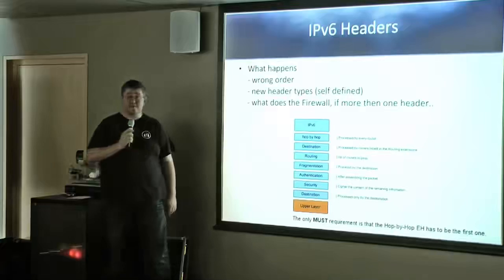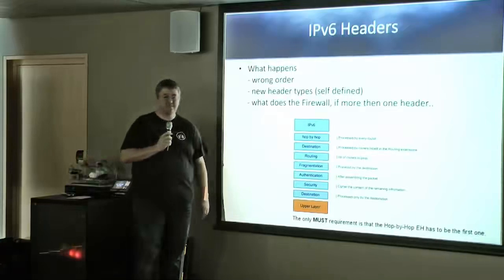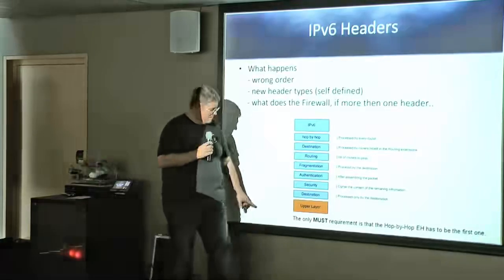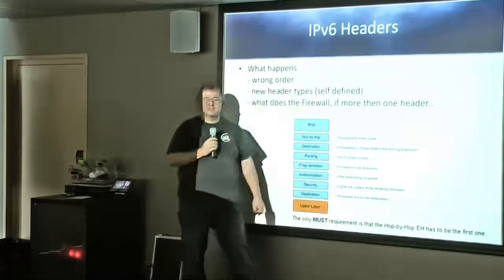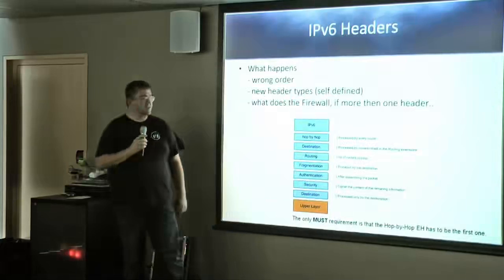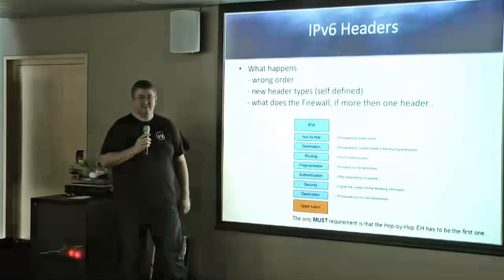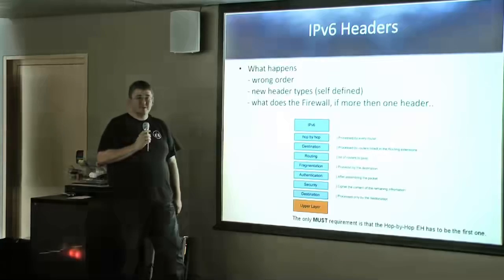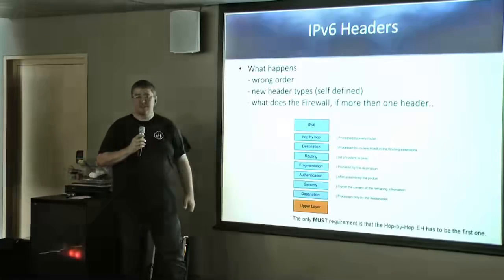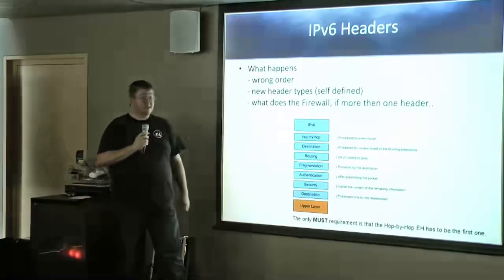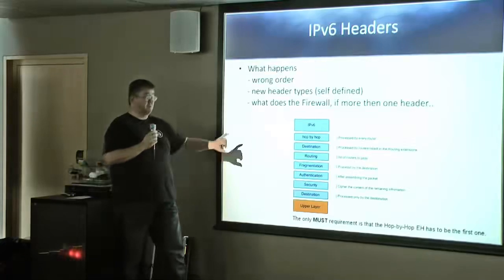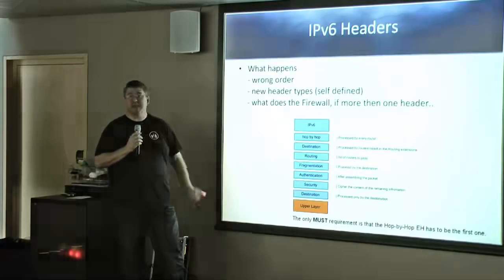Another problem is we have a lot of extension headers in IPv6. The RFC says there must be some required order. But what does the device do if the order is not correct, or you have 10 headers with the same type? Some stacks just crash if they receive wrong headers or wrong sizes of headers. That's, I think, a big problem, that you can bring down the local network with wrong IPv6 extension header packets.